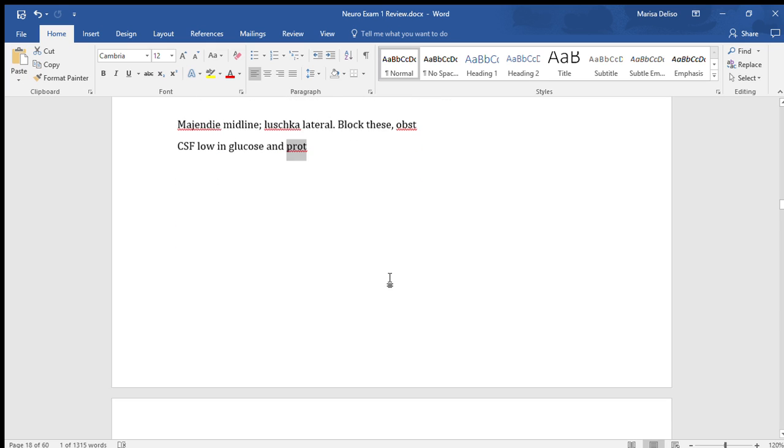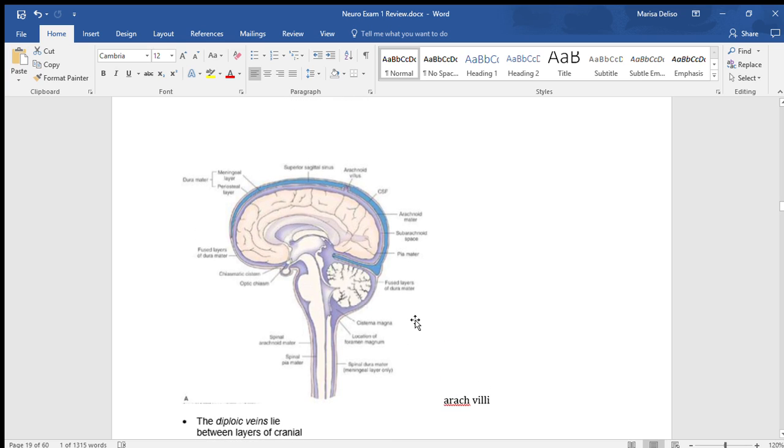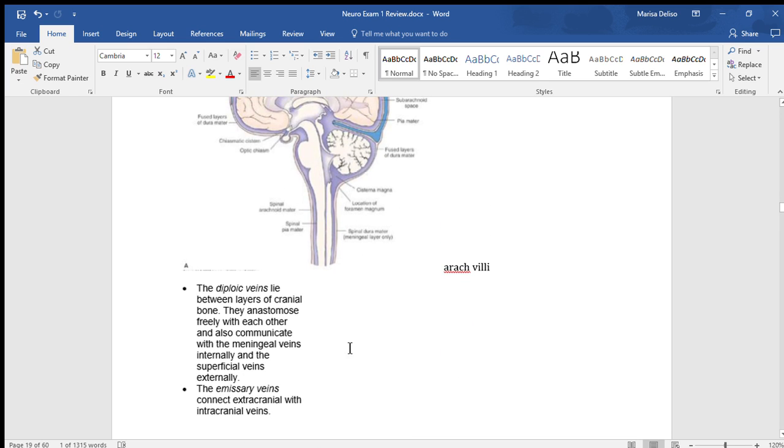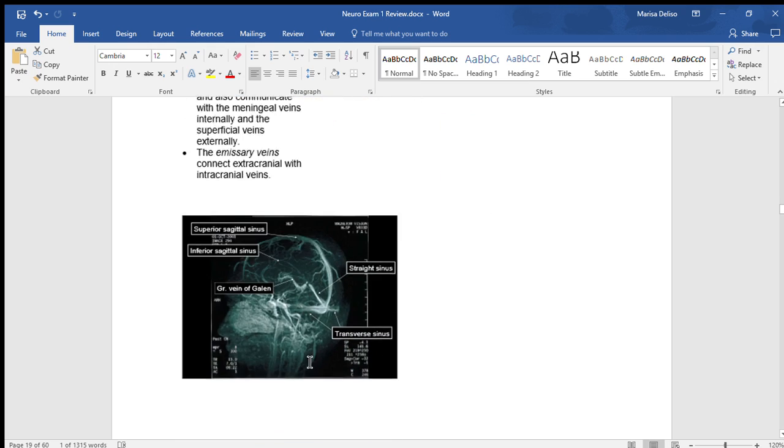Make sure you do a little fundoscopy before you start taking CSF out, otherwise you're gonna cause a tonsillar herniation and you will kill your patient instantly. Do not do that. Okay, I don't know why I put that there.